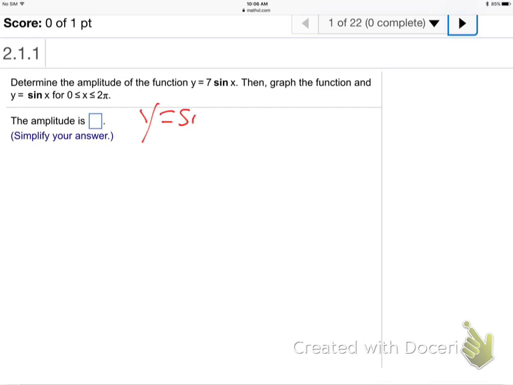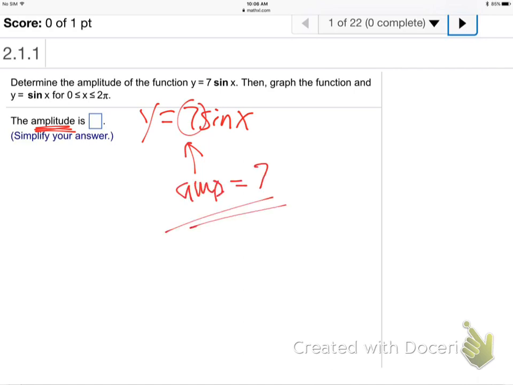So y equals 7 sine of x. First off, they're asking for the amplitude. So you determine there, what's the amplitude? Anybody know when you look at a trig function where the amplitude is? Yeah, it's that number in the front. So it's just the 7. So that's all there is to this question. The amplitude is 7. They just want you to know it's the number in the front.